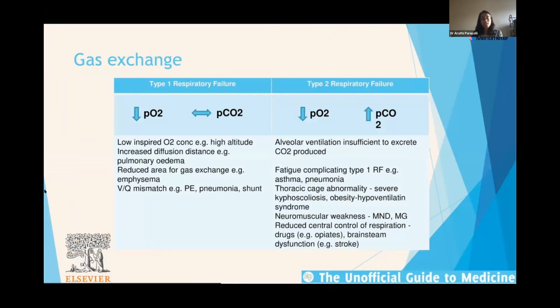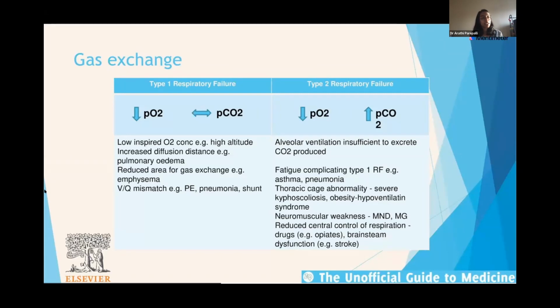And then gas exchange is another important thing that I mentioned at the beginning. There are two types of respiratory failure that you would see on gas exchange, on ABG. So type 1 respiratory failure involves low oxygen, but normal or low carbon dioxide levels. So you're not retaining CO2 when you've got type 1 respiratory failure.